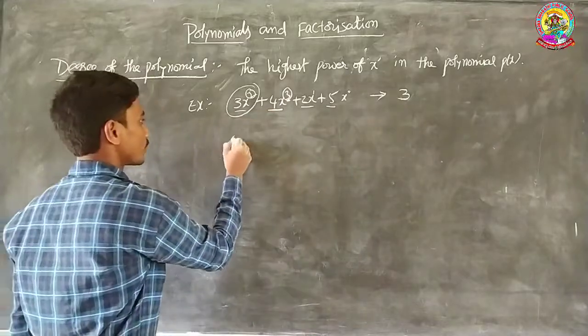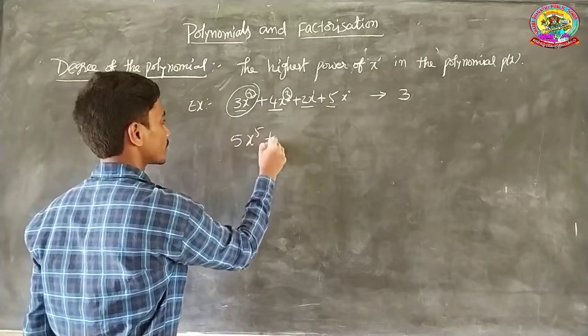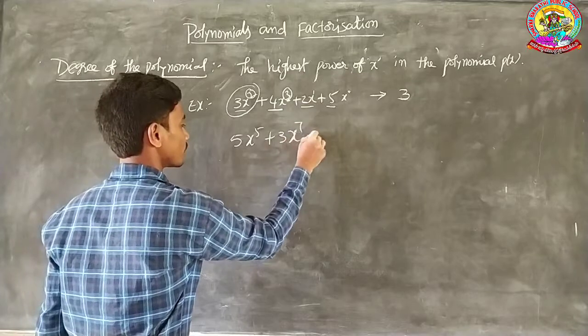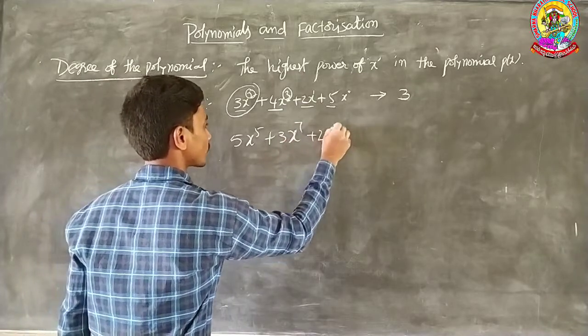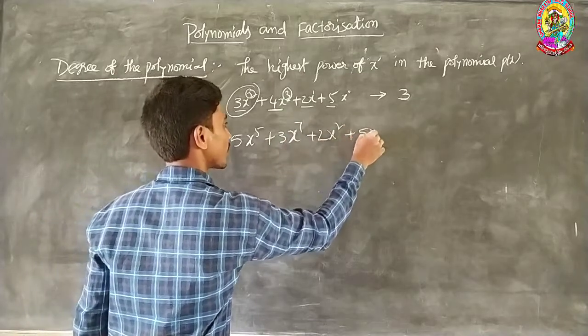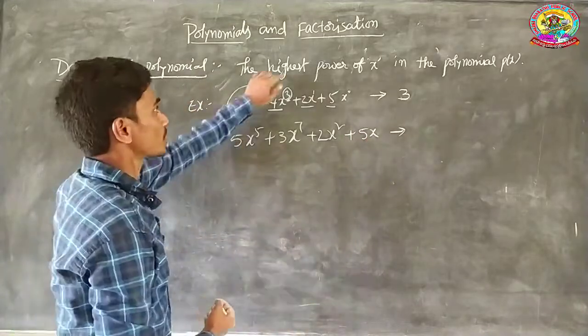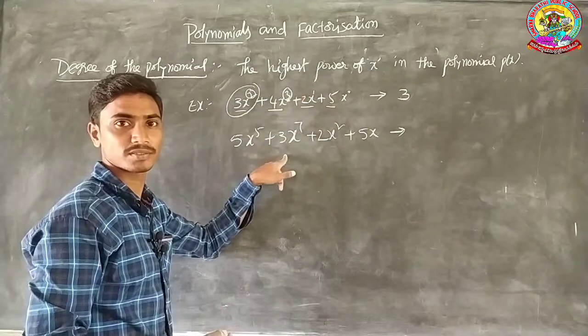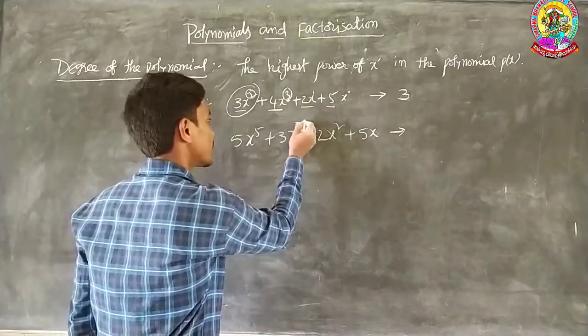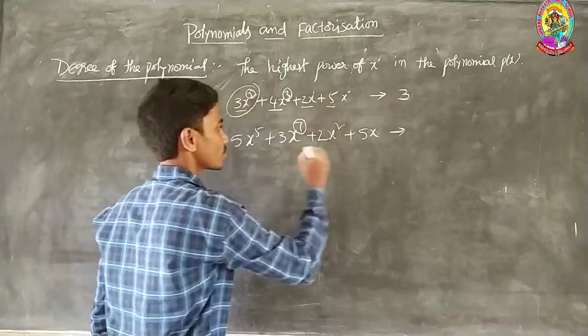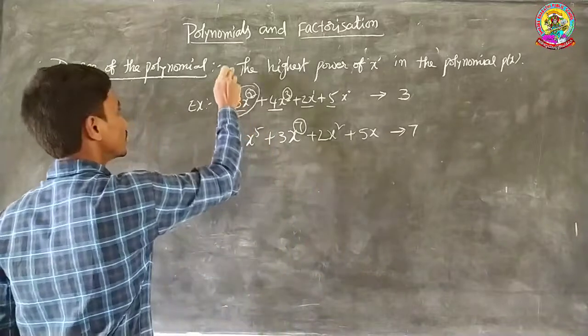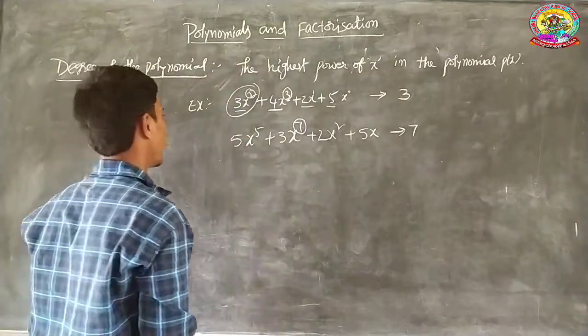Next, 5x power 5 plus 3x power 7 plus 2x square plus 5x. What is the degree of this polynomial? Which means, what is the highest power in this expression? 7 is the highest power in this expression. So 7 is the degree of this polynomial.